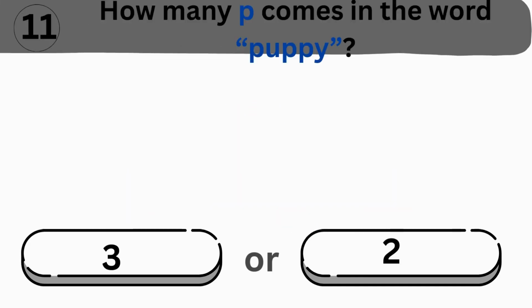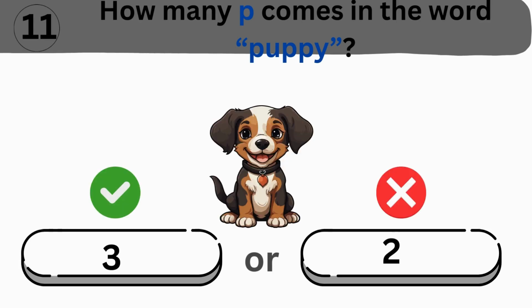How many P's are in the word puppy? The answer is 3.